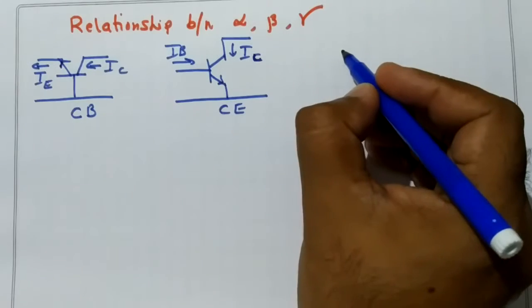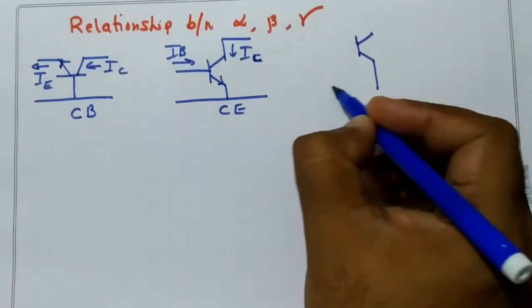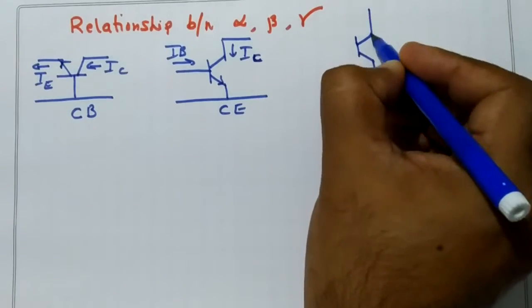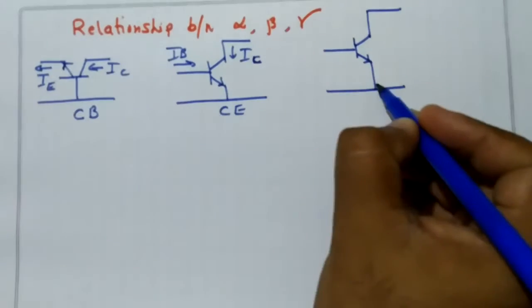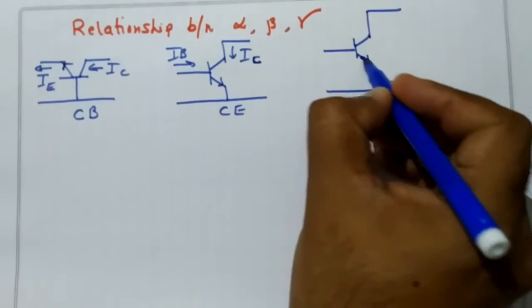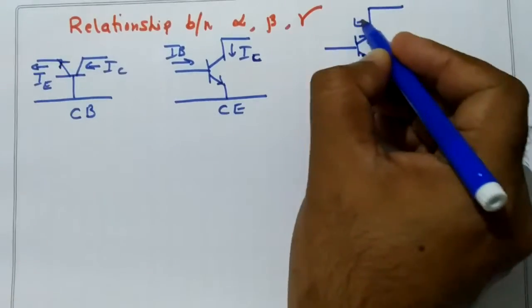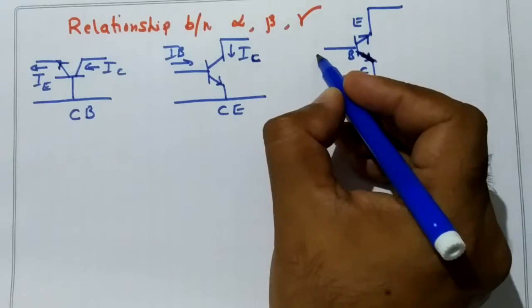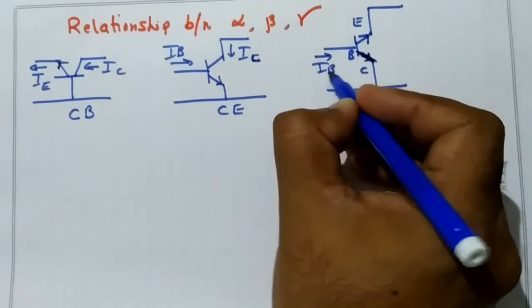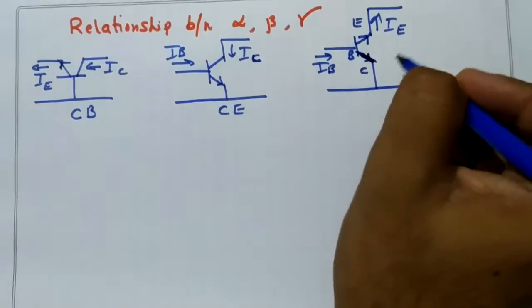In a common collector configuration, collector is common for input and the output section. Sorry, this is emitter, this is the collector, this is the emitter, this is collector, and this is the base. Here the input current is the base current and output current is the emitter current.